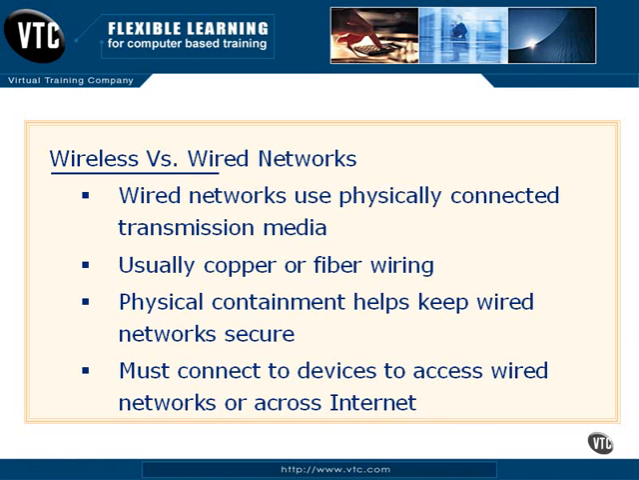Let's talk about the differences, really briefly, between wireless and wired networks. Let's talk about wired networks first. We know that wired networks traditionally use a physically connected transmission media. When we're talking transmission media, we're talking wiring, usually Cat5 cable or fiber. And Cat5, as we know, is copper wiring, and fiber is made out of glass or plastic.